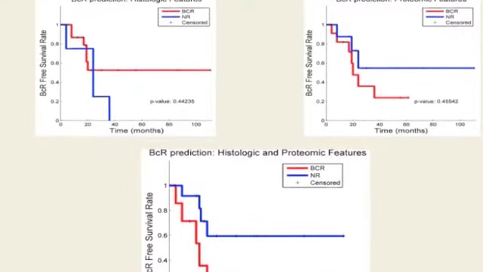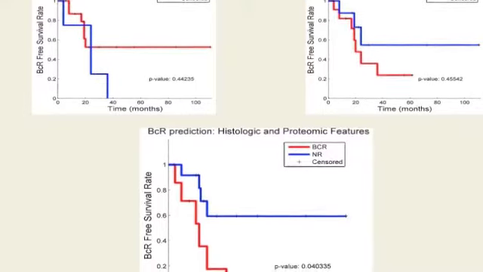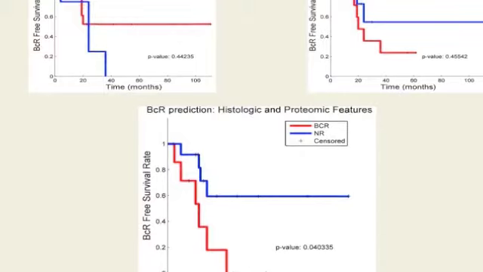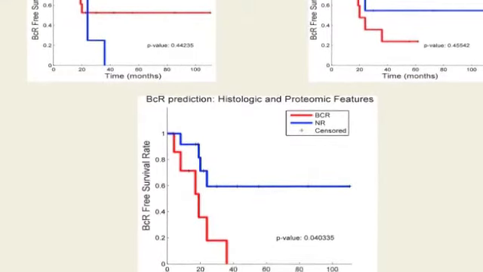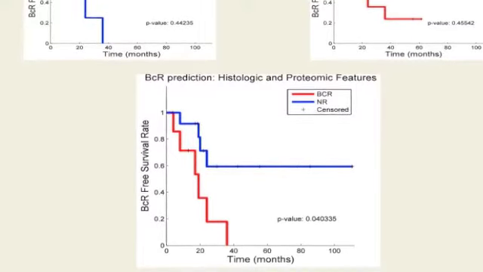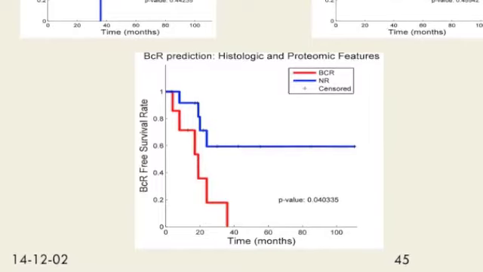So upper left is the histomorphometric features. You don't see the separation, and that's understandable because these are grade matched and stage matched. So there wasn't enough information there. The proteomic features did marginally better, but not statistically significantly able to separate out the two categories of tumors. But when we combined the proteomics and the histomorphometric features, then it turned out we were actually able to separate out biochemical recurrence from non-recurrence in a statistically significant way.